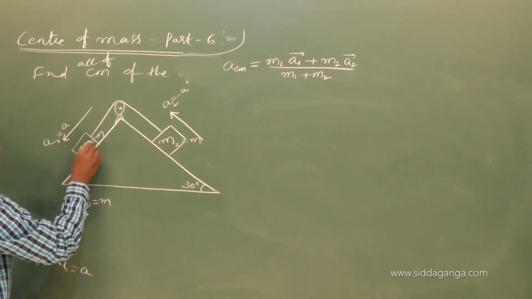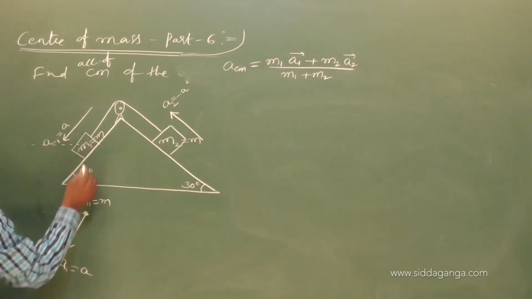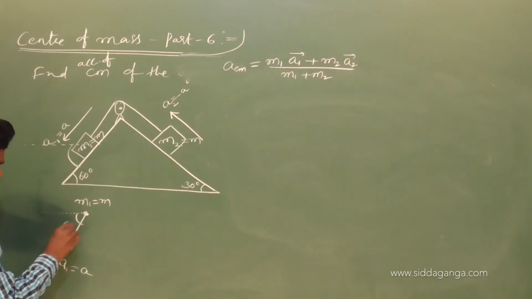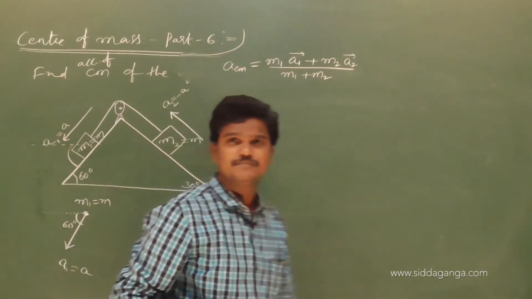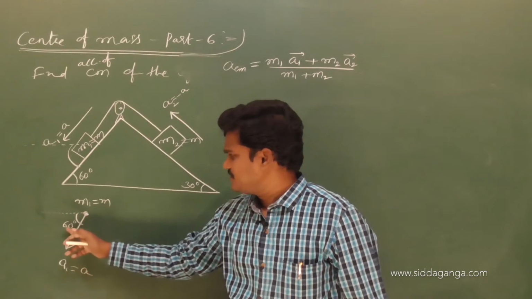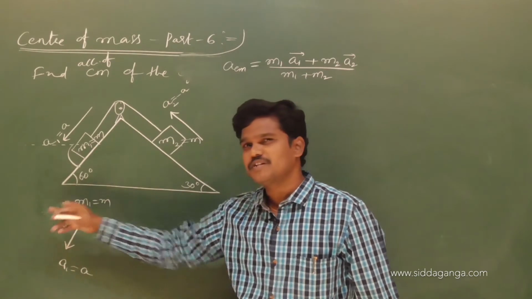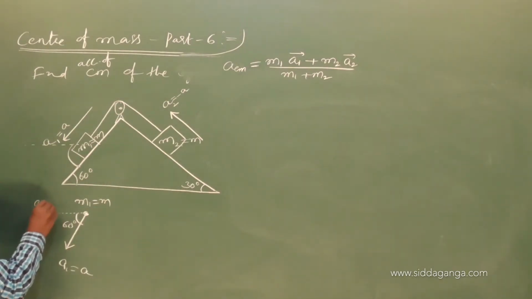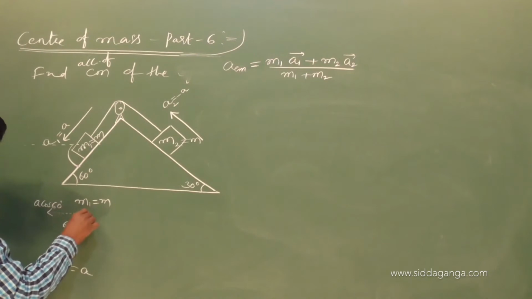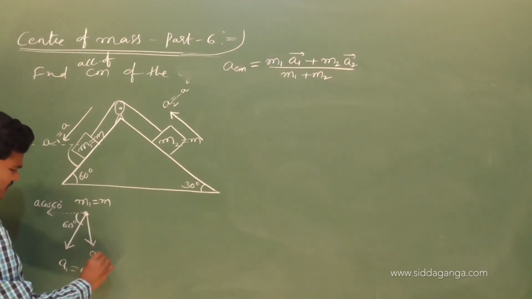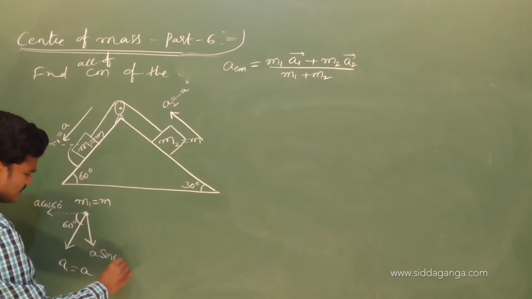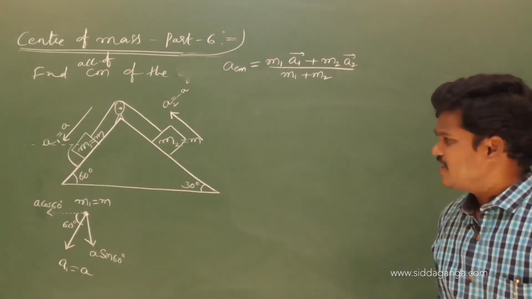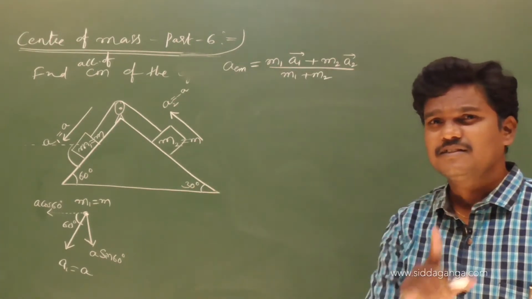See the angle. If this is 60, no doubt this value is also 60. So this is 60. Follow the geometry. So resolve this a1 into two components. One on the left side is A cos 60 and on the downside is A sin 60. So I divided a1 into two components: a1 cos 60, a1 sin 60.